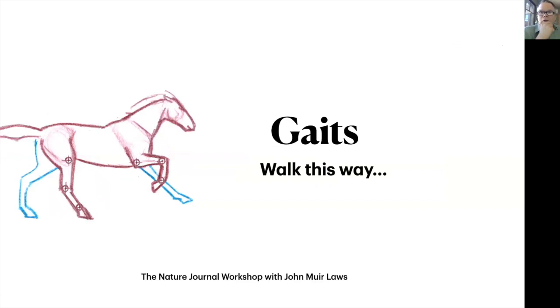But with animals with four on the floor, it is a little bit more interesting and a little bit more complex. But when you wrap your head around a few key ideas, your ability to get legs accurately drawn on critters in the field goes way up. So let's start with what I want you to do.